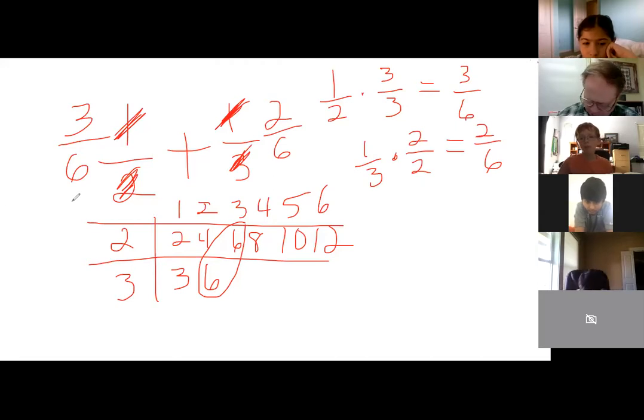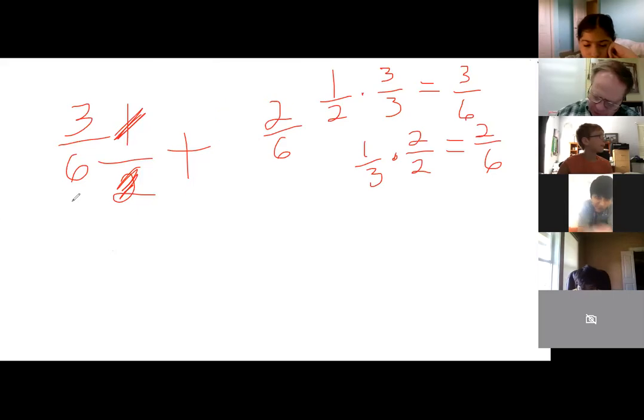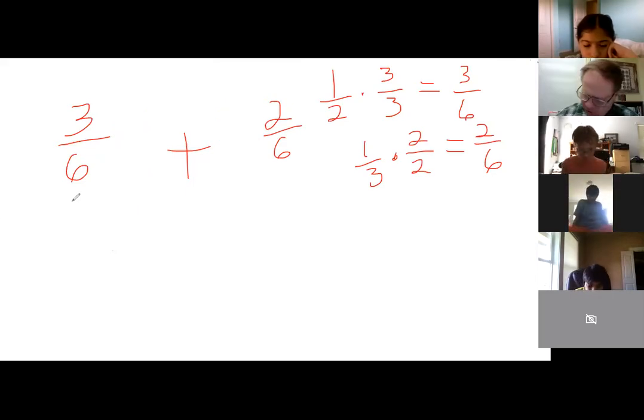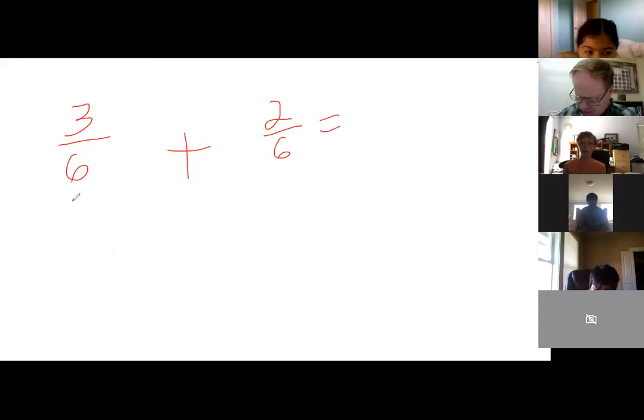And my total, I'm just going to get rid of all this here to give us room. Get rid of those, get rid of all that. And now I have that left. I have 3/6 plus 2/6, which equals what, Giselle? 5/6. Okay, so that's what you're doing.